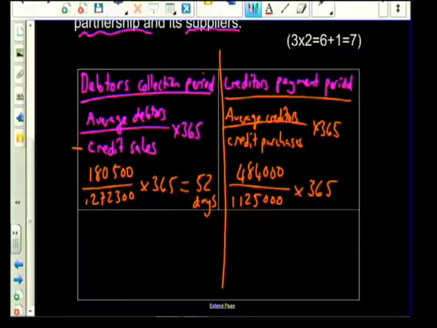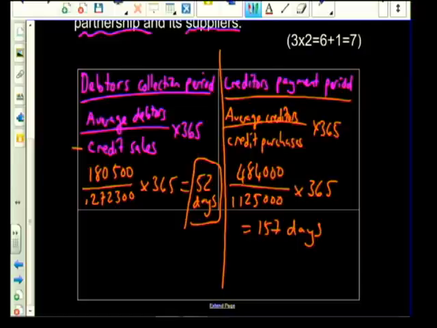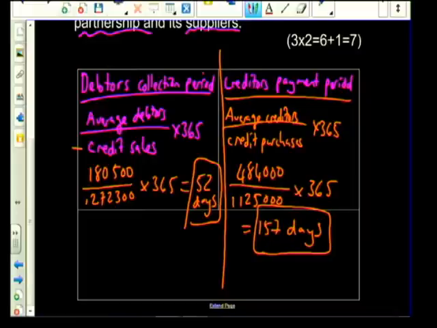157 days. So what this means, this is quite a high one, 157 days. What this means is that this business is receiving cash from the debtors every 52 days and paying the creditors back every 157 days. So they're almost waiting 2 months before they get all their money back from their debtors, and then they're waiting quite a significant amount of time. 157 days is actually 5 months before they're paying off their suppliers. So they are able to use the money that they get from their debtors to pay off their suppliers, but if they wait that long to pay off their suppliers, one of the big disadvantages is that the suppliers might want to charge them interest.